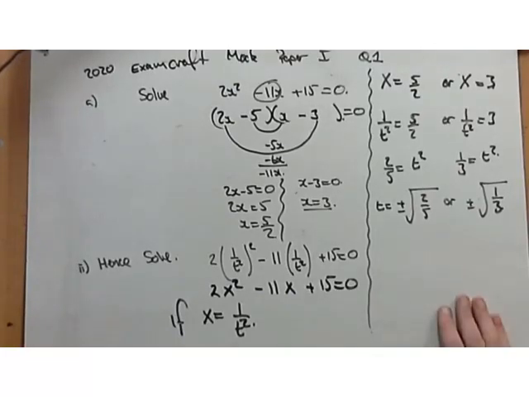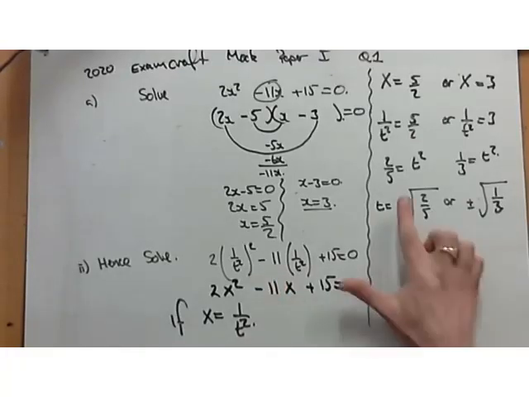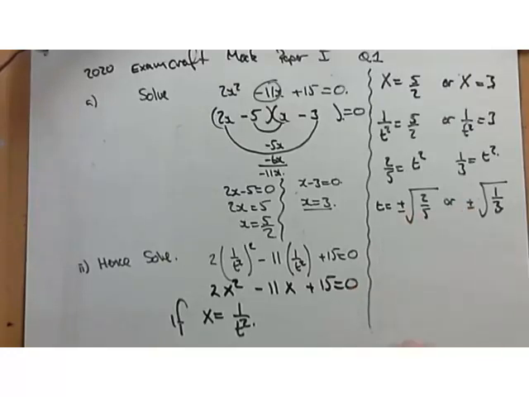All of those make sense. There's 4 solutions to that equation. You would lose marks if you didn't put the plus or minus on either of those. Okay?